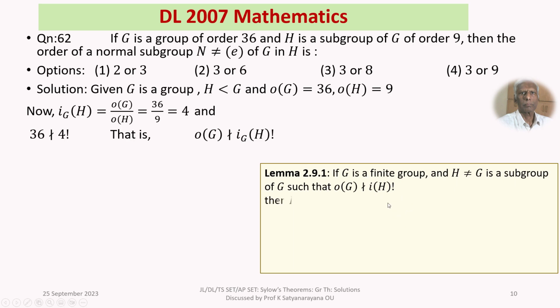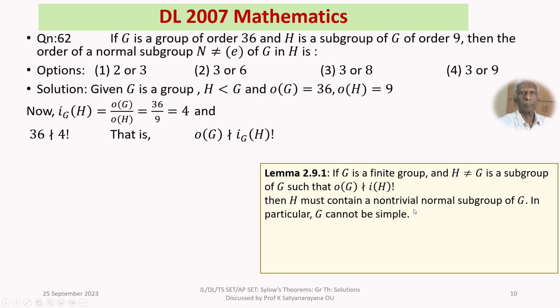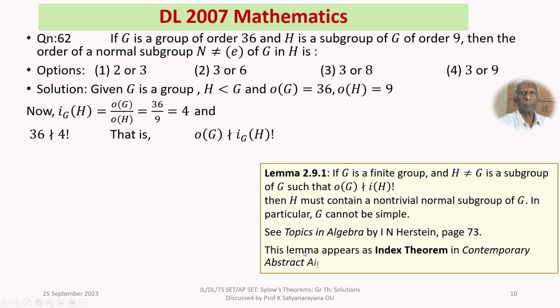then H must contain a non-trivial normal subgroup of G. And in particular, G cannot be simple. This is the result. You can see this result in Topics in Algebra by Herstein at page number 73. You can also see this result as the index theorem in Contemporary Abstract Algebra by Joseph A. Gallian, page 426. Let's call this the index theorem.